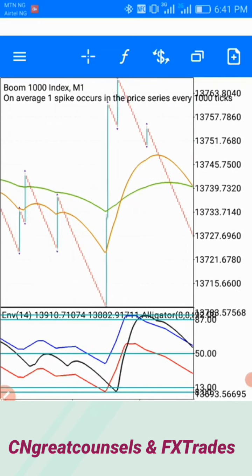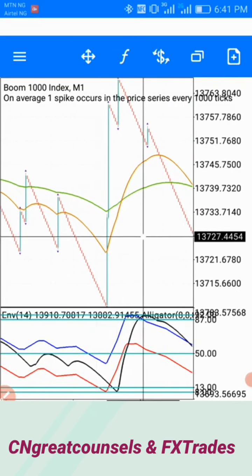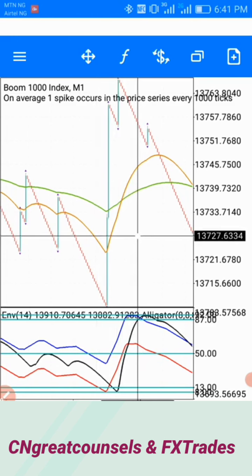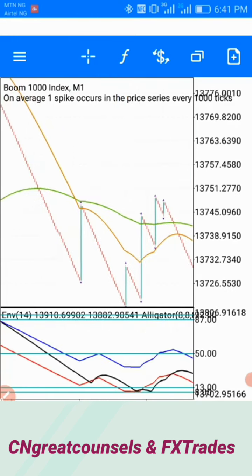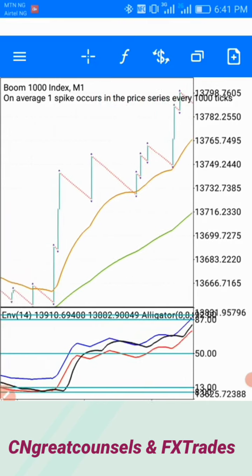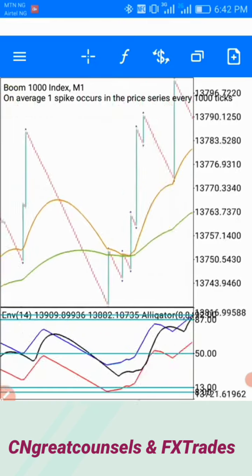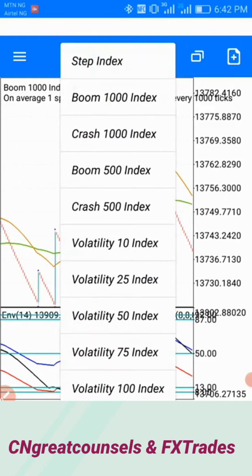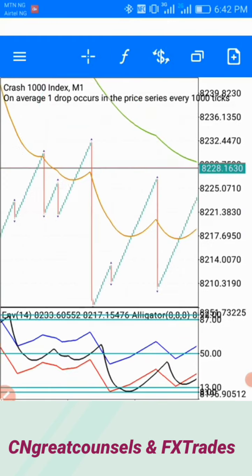Okay, please look at it here. This is just for today, 19th, it was met here. Now how many conditions met, even though this market was on a very serious uptrend? Now that is for boom. Now let's go to crash.